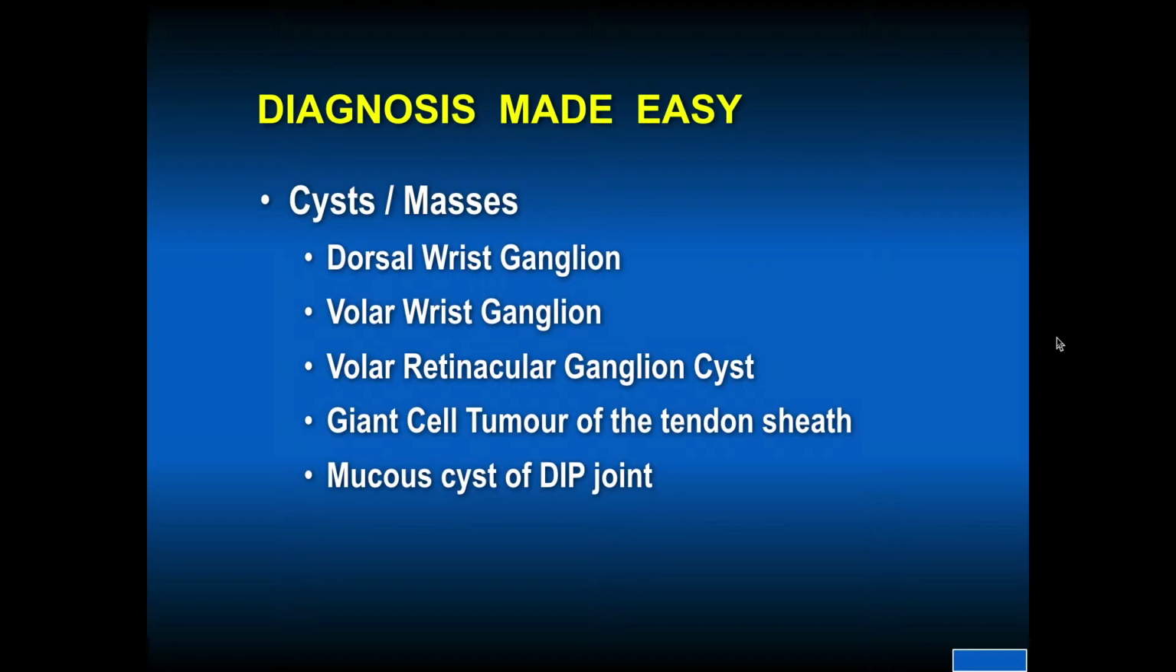Less commonly is a giant cell tumor of the tendon sheath, or a mucous cyst of the distal interphalangeal joint, which would be indicative of some underlying osteoarthritis of the distal interphalangeal joint.